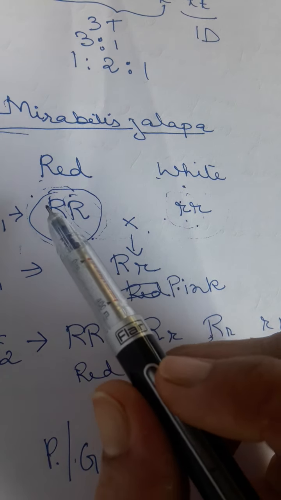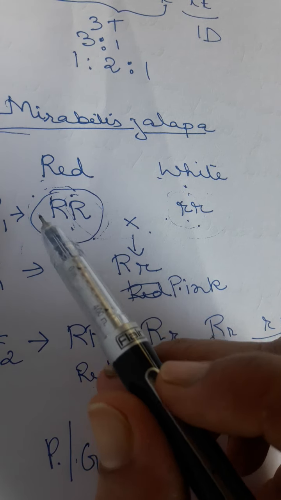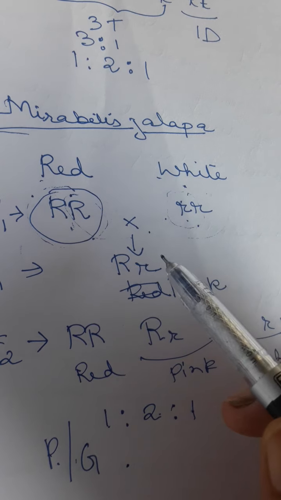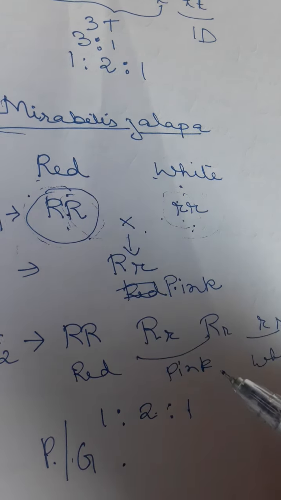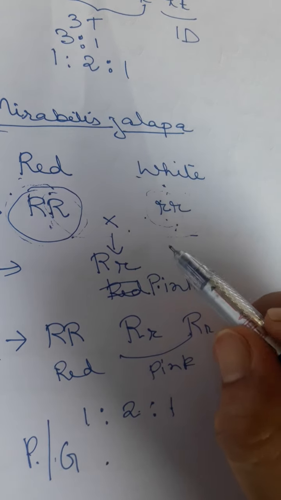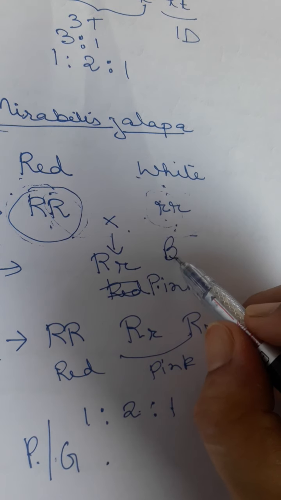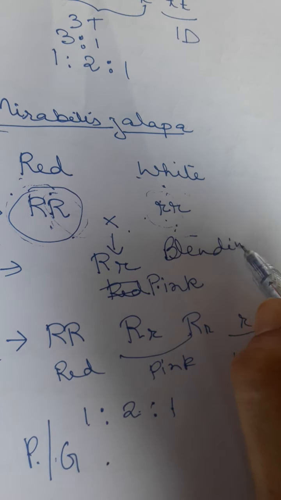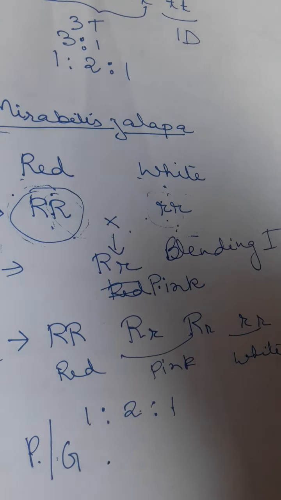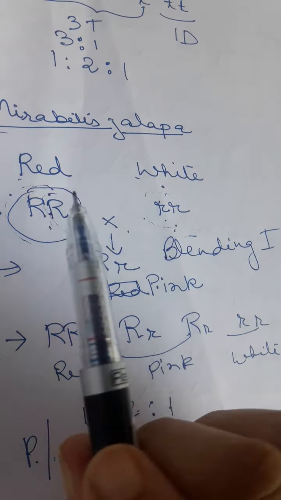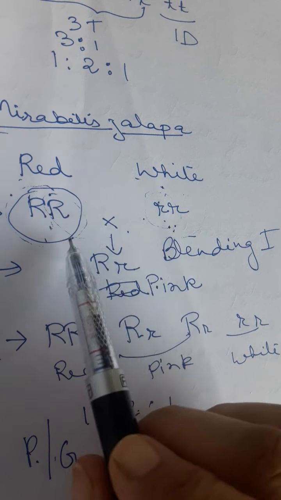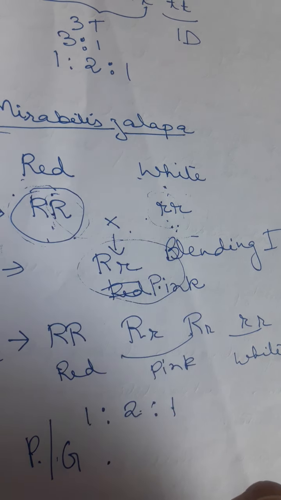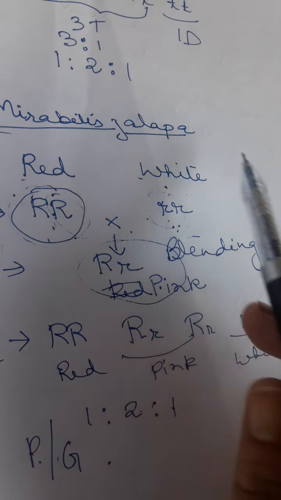In general also, if you take a color and mix red and white, then what happens? We will find a pink color, isn't it? So that means these two are being mixed. This particular type of inheritance is also known as blending inheritance. Now blending means mixing, isn't it? That means the red and white color are mixed together and an intermediate form is obtained. Got it? This is simple.